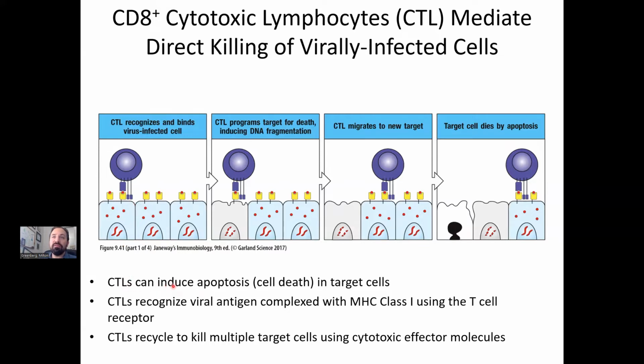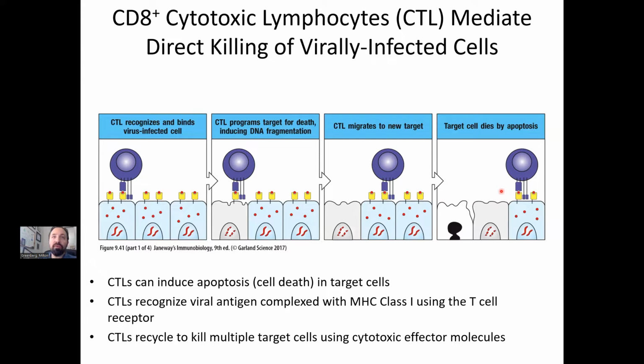So the cytotoxic T lymphocytes will bind to cells that express MHC class 1 that is presenting viral antigen. And using that CD8 molecule to stabilize this interaction, they will bind and then kill that target cell. So they will induce apoptosis, or cell death, in their targets. From there, they will migrate to a new target, a different cell that also expresses that same MHC class 1 presenting that viral antigen, and kill each consecutive cell that is infected with the virus.